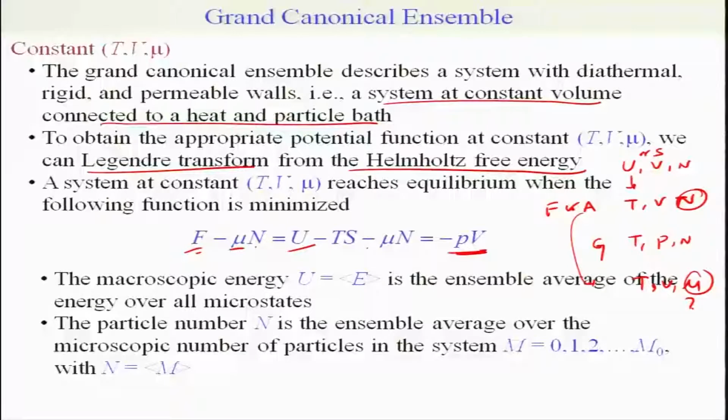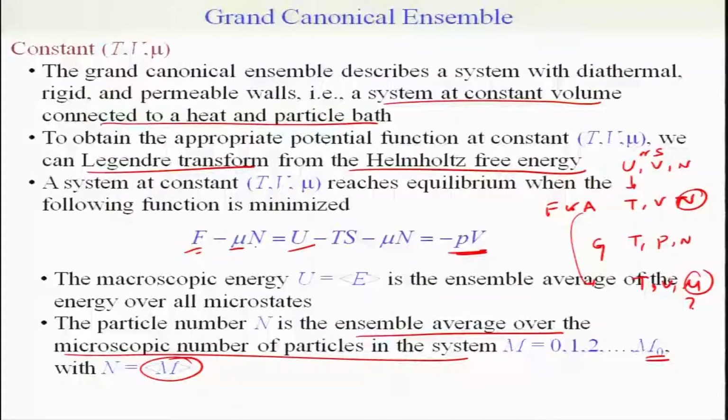So, we have to worry about that as well. What kind of constraints are we going to put? Let us assume that we are going to put U as the average E, and the particle number N is the ensemble average over a macroscopic number of particles in the system, which can vary from 0 to M0, which is arbitrary, because M0 could be extremely large. So, N is nothing but the average of N.